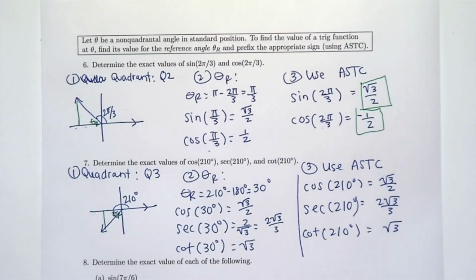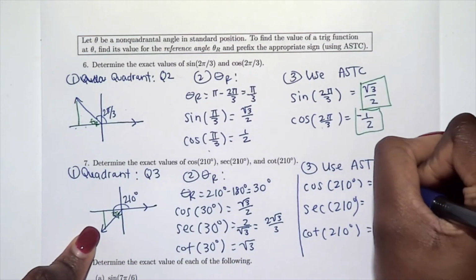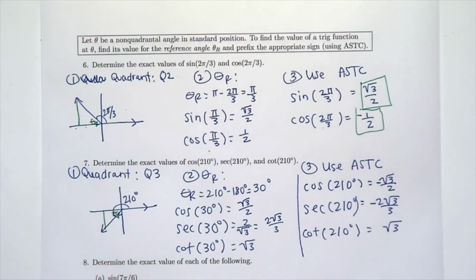Now we just have to determine, are these positive or negative? Well, we're in the third quadrant. All Students Take Calculus, so only tangent and cotangent are positive here. So cosine is negative and secant is negative.